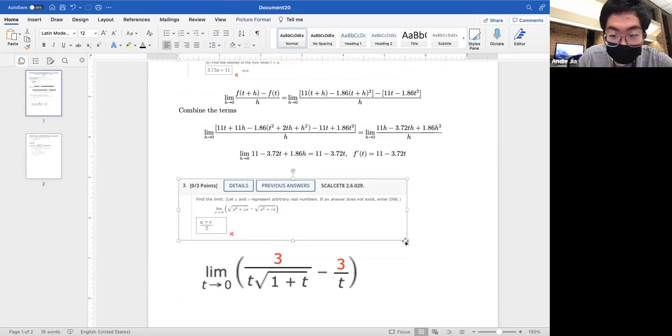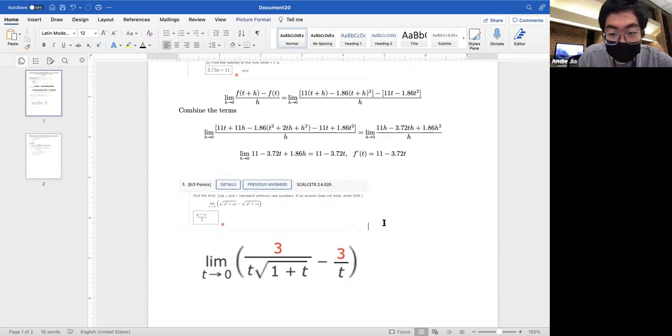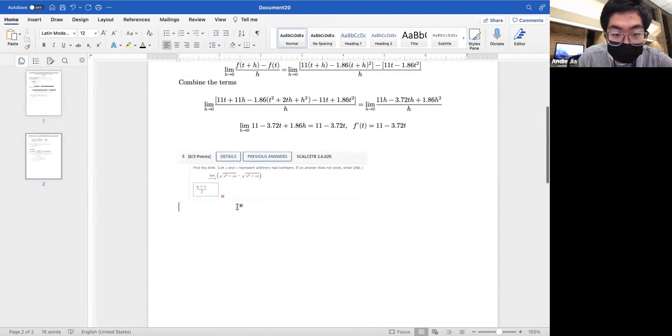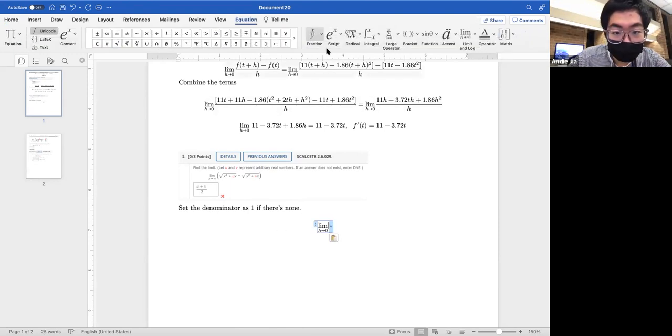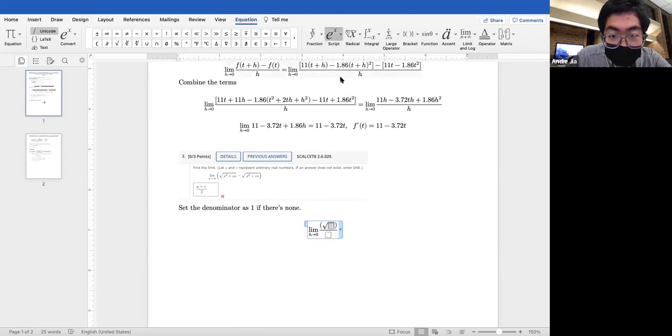In this next problem, it's also a limit. One trick is to set the denominator as 1 if there isn't one. So in this case, you need to set it up that way. This is the trickier part.